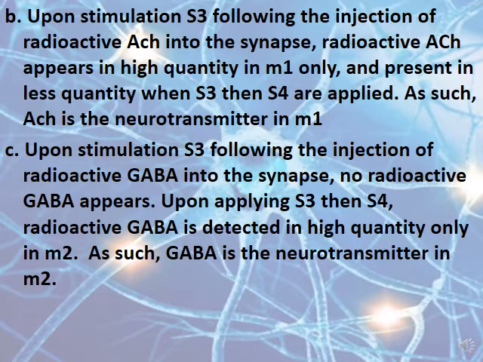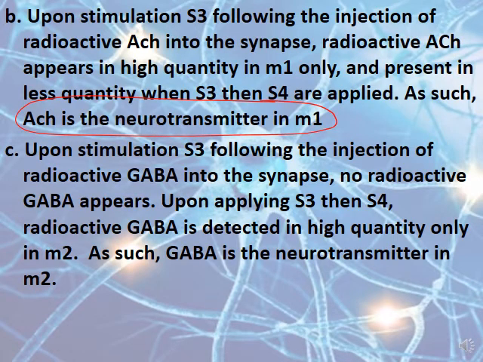Upon stimulation S3, following the injection of radioactive acetylcholine into the synapse, radioactive acetylcholine appears in high quantity in M1 only, and is present in low quantity when S3 and S4 are applied. As such, acetylcholine is the neurotransmitter in M1.